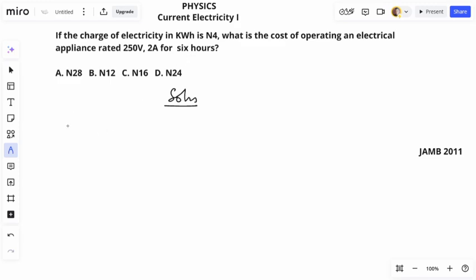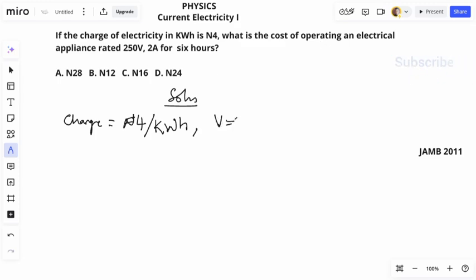So now we write out our parameters. The first one is the charge. The charge is 4 naira per kilowatt hour. So that means for every kilowatt hour of energy consumed, they charge 4 naira. And then we have our voltage.